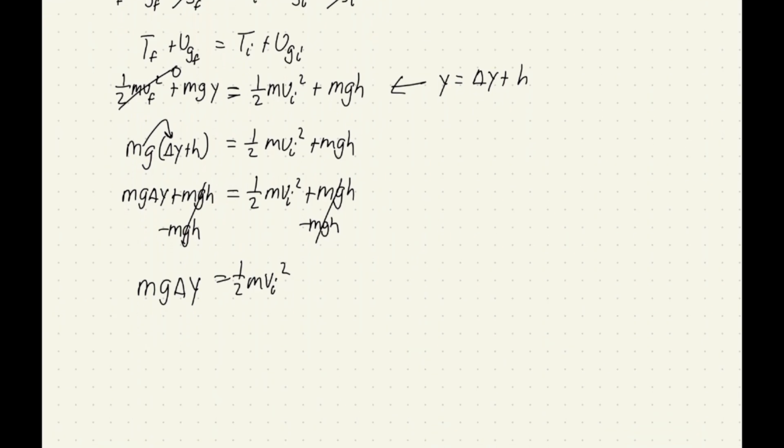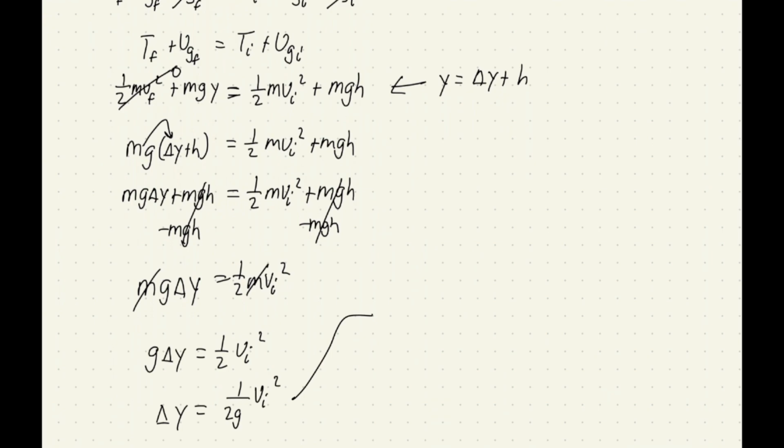Then I'm asked to solve this for delta y, so maybe I can divide both sides by mass. I get g delta y is equal to 1/2 times v initial squared, and then I say delta y is equal to 1 over 2g times v initial squared. Some of you might say, hey, I've seen that equation before.